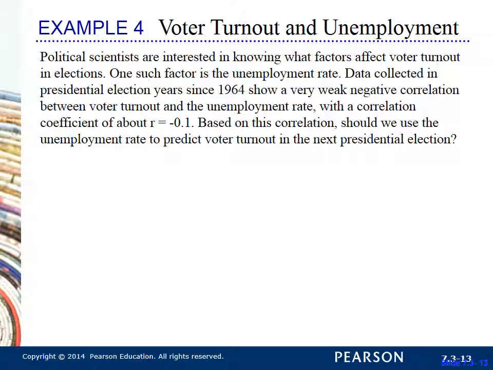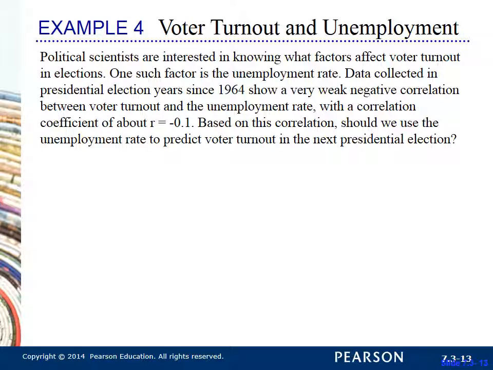So political scientists are interested in knowing what factors affect voter turnout in elections. So this is your example 4 from your section notes you should be filling out. One such factor is the unemployment rate. Data collected in the presidential year since 1964 shows a very weak negative correlation between voter turnout and unemployment rate. So as one goes up, the other goes down. As the unemployment rate goes up, the voter turnout goes down and vice versa. So that's your negative, and the correlation is negative 0.1, almost 0.